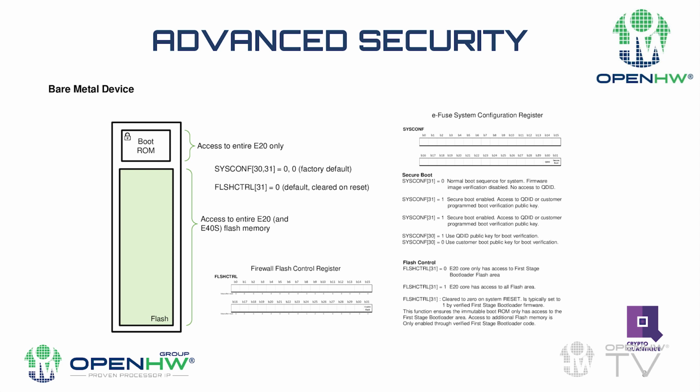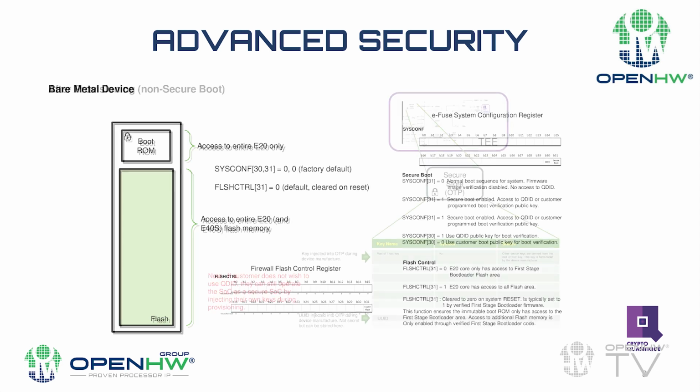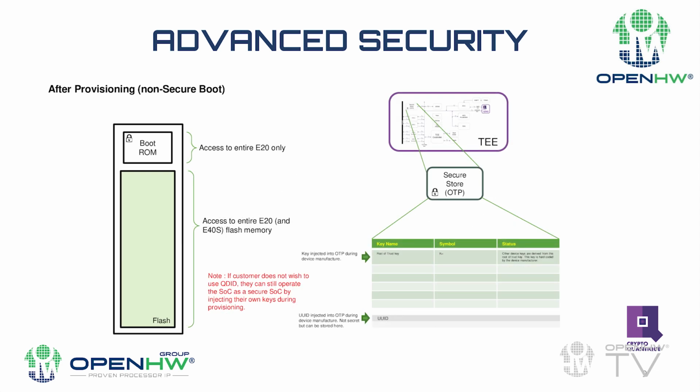Or if you want the QDID, then you'd blow this fuse. And then there's a firewall control register, which we mentioned, which will control the partitioning. So in bare metal, none of these fuses are blown, and basically you can see the whole of the flash, which is what you'd expect. Maybe start with the unit and do some debugging and some code writing.